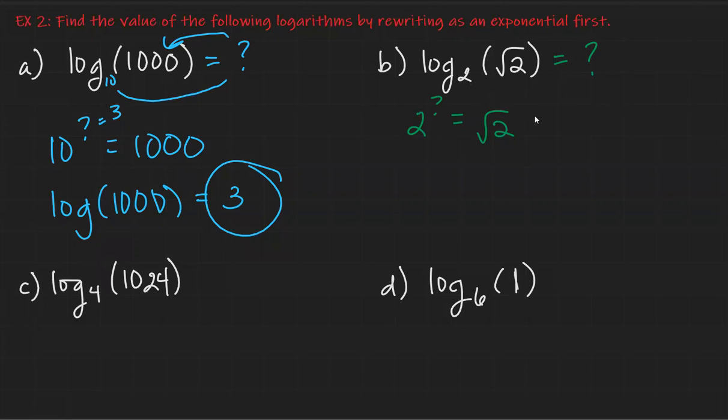Well, how do I rewrite the square root as an exponent? That's 2 to the 1/2. Oh, well, 2 to what power is equal to 2 to 1/2? That's directly the same, right? So my mystery is 1/2. So log base 2 of square root of 2 is equal to 1/2, because 2 to the 1/2 power is the square root of 2.